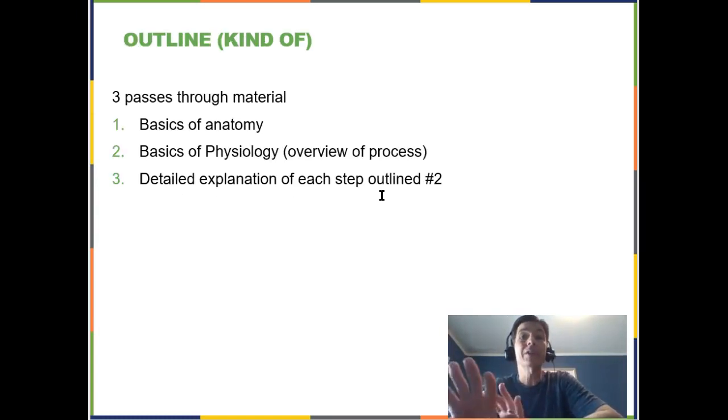So just to give you a heads up of how the chapter is going to work, we're going to start with basic anatomy, just run over the parts of the kidney. That'll be really simple. Then we're going to go over a gross oversimplification of how urine is made, the basics of the physiology. Then we'll go into more detail about what happens every step along the way, going from blood to urine. So we're going to sort of keep drilling down.